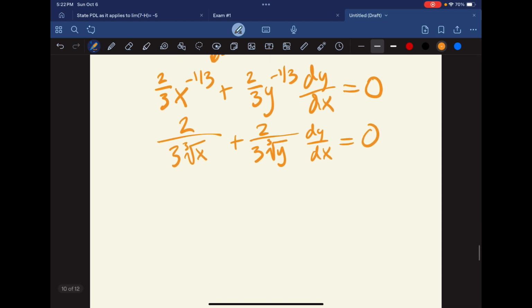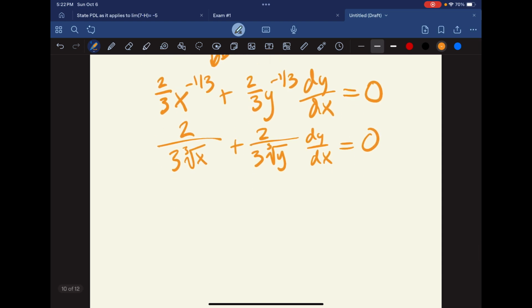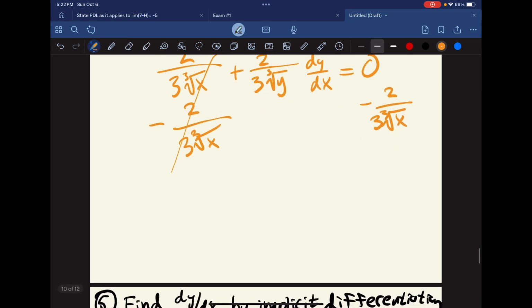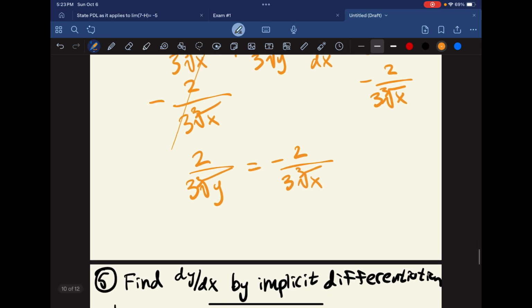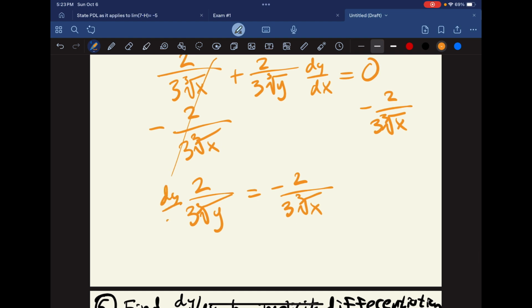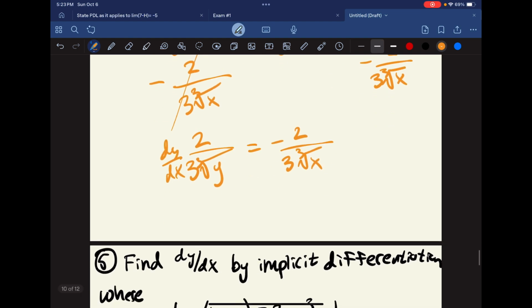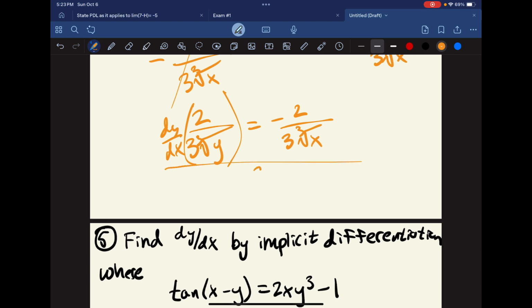So then now we want to get all of our terms with dy dx over to one side and all of the ones without it to the other. So we will move this 2 divided by 3 times the cube root of x over to this side. And we will get 2 divided by 3 cube root y times dy dx equals negative 2 divided by 3 times the cube root of x. So then we just factor out the dy dx, and then we divide both sides by 2 divided by 3 cube root of y.